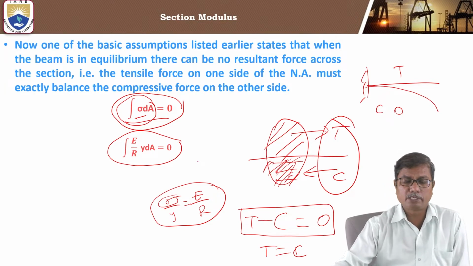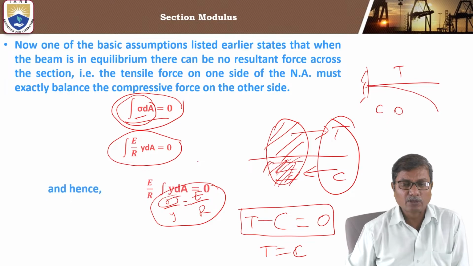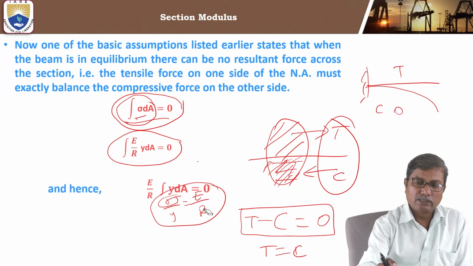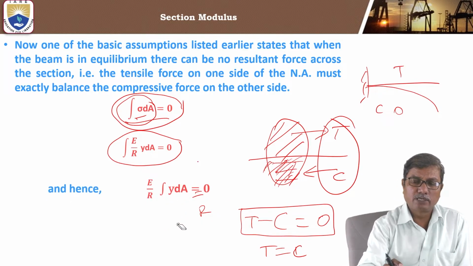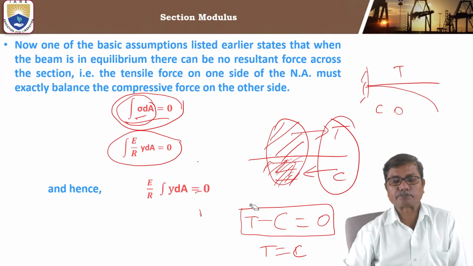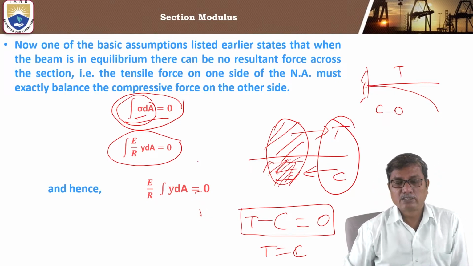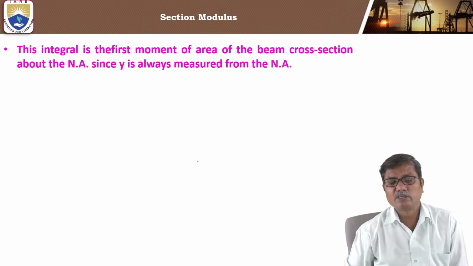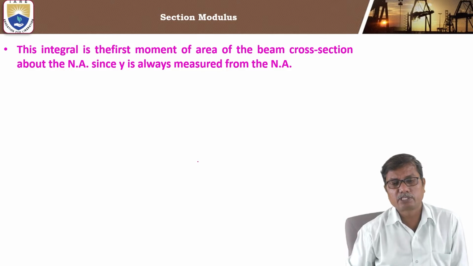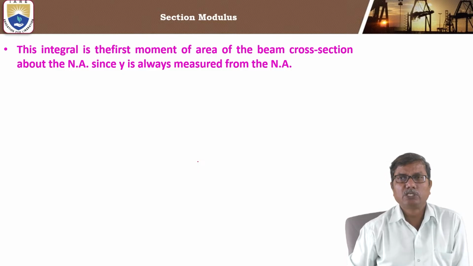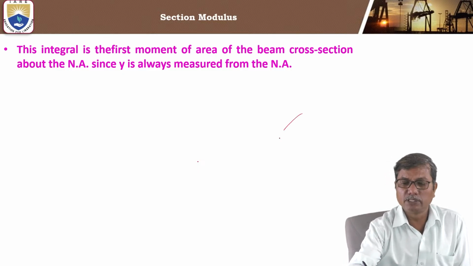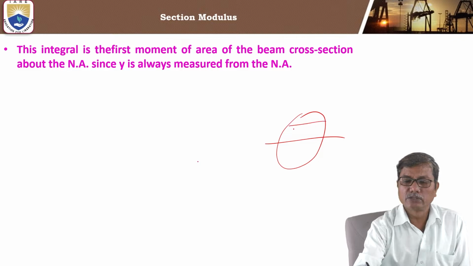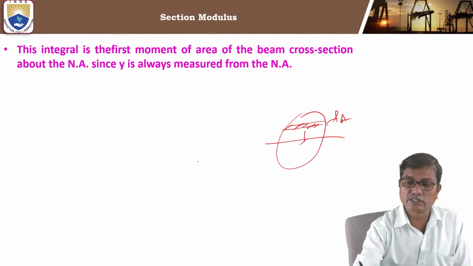So E by R can be taken out of the integral sign now. So we can write this as E by R integral y dA. And what is integral y dA? y dA is nothing but the first moment of area of the beam cross section. Here, dA is the elementary area and y is its distance.